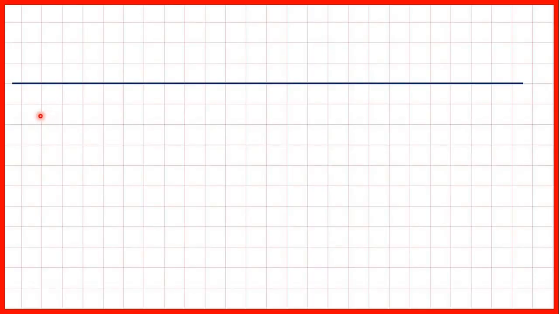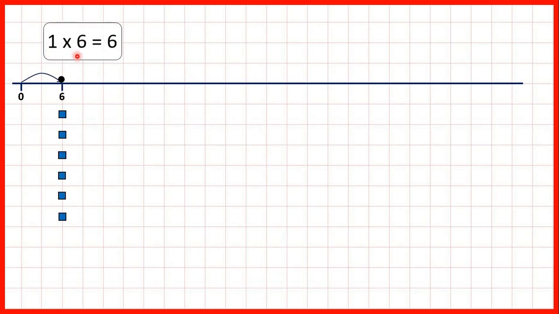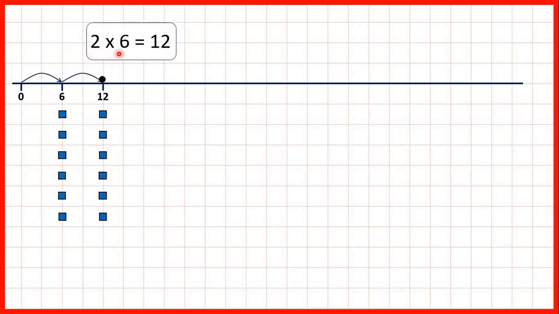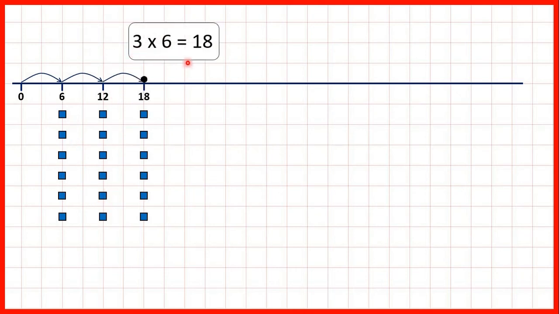Let's learn our 6 times table. 0 times 6 is 0. 1 times 6 is 6. 2 times 6 is 12, because if we have two groups of 6, we have 12 counters altogether. 3 times 6 is 18, because if we have three groups of 6 counters, we have 18 counters altogether.